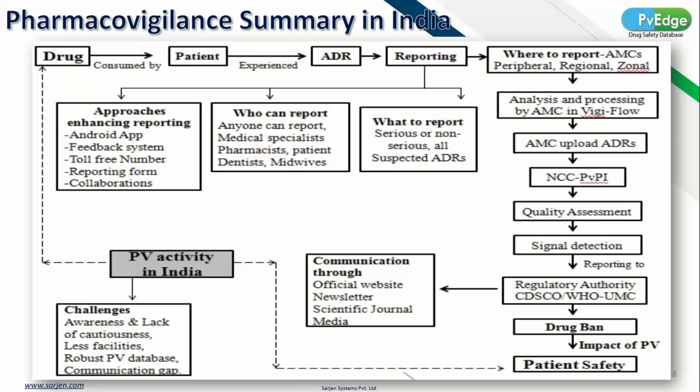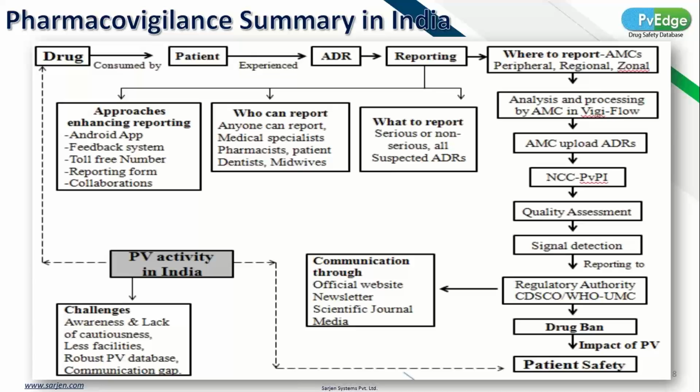Reporting forms: the ADR reporting form is dedicated for IPC submissions, and there are certain collaborations with third-party organizations for collecting the ADR data. So these are the different types of reporting which happen in India. So where to report? Once the AMCs, the ADR monitoring centers, receive the report from these peripheral, regional and zonal authorities which I just showed you in the chart, through those different ways AMCs receive the data in the form of CIOMS or ADR reporting forms and other modes of communication which I have just explained to you.